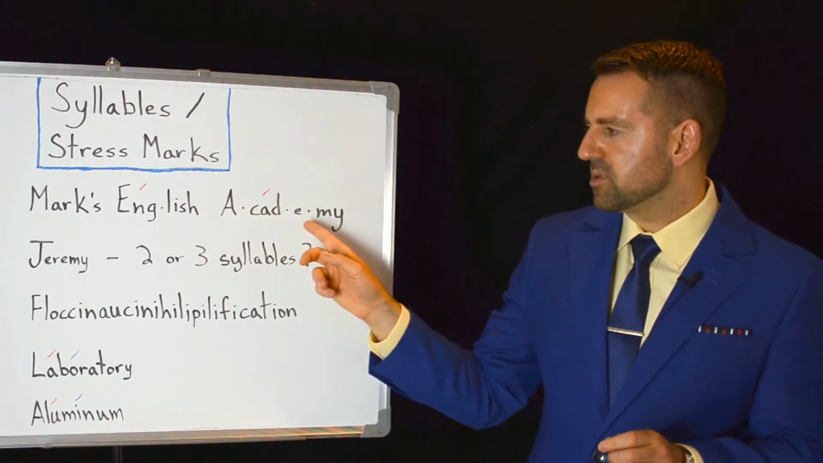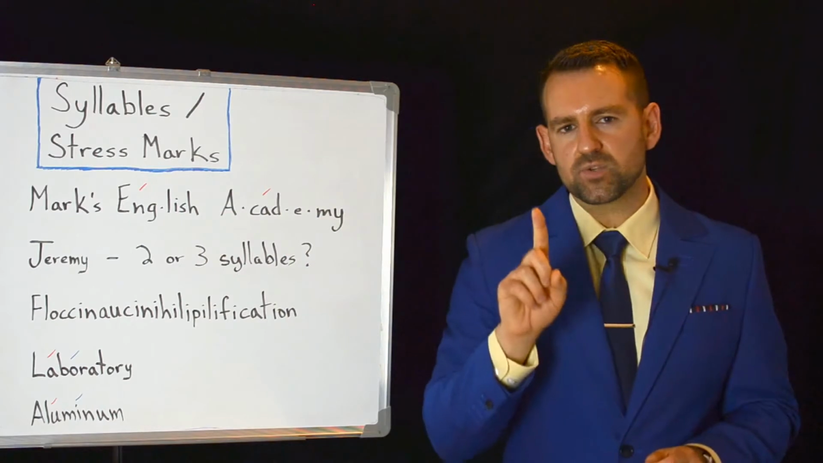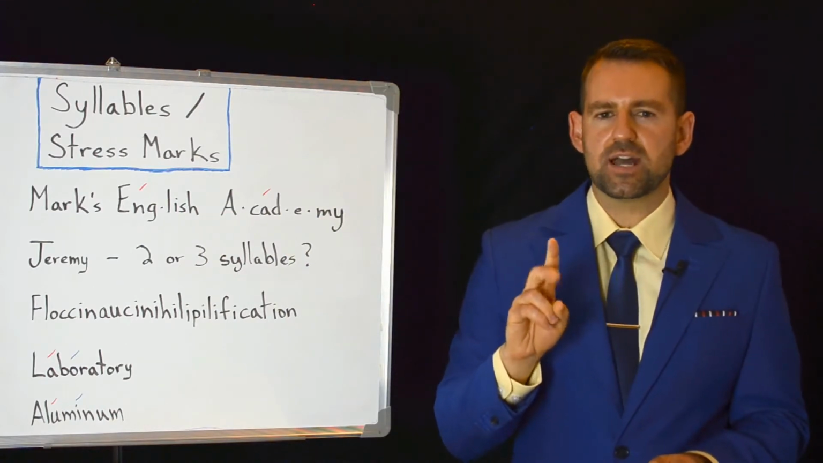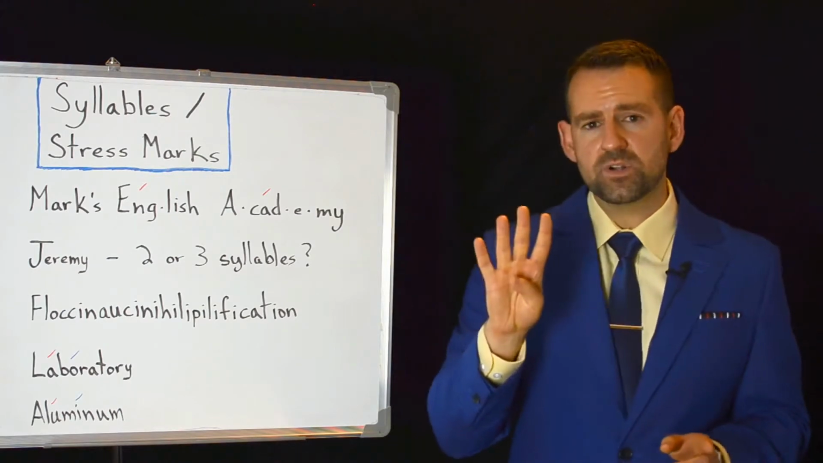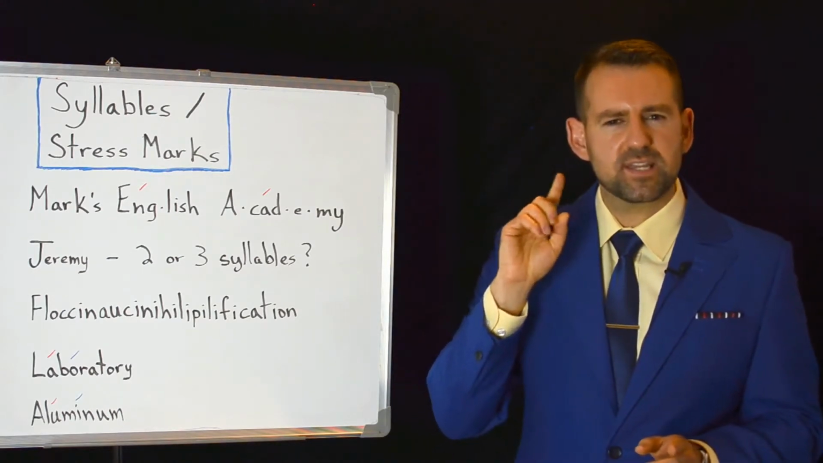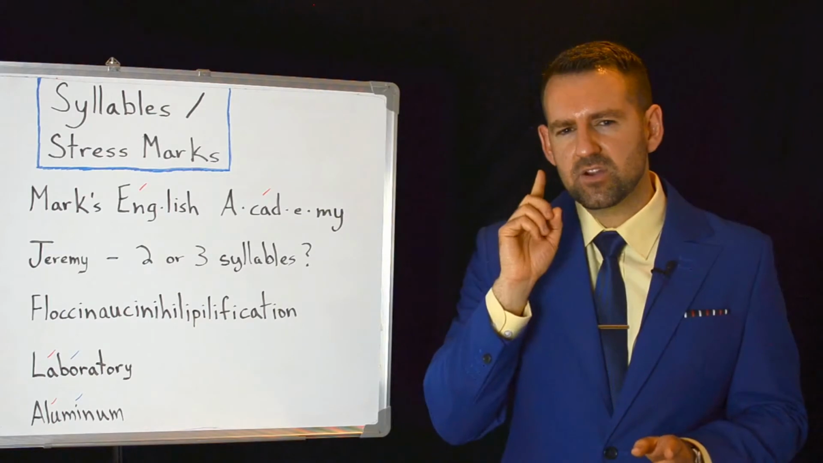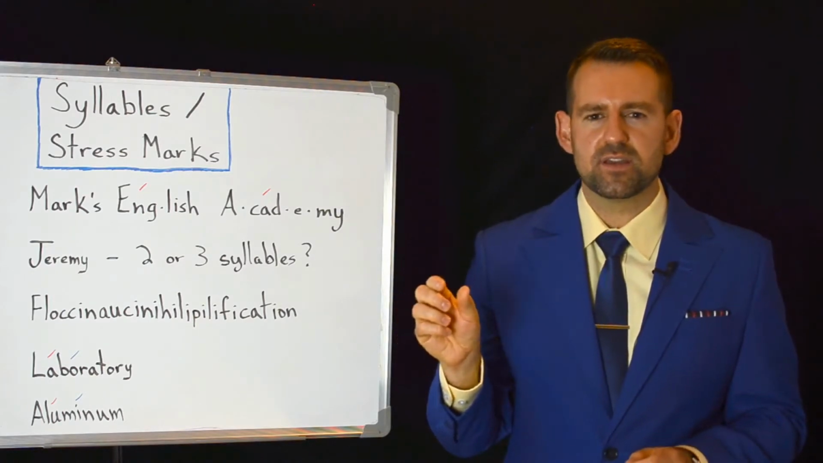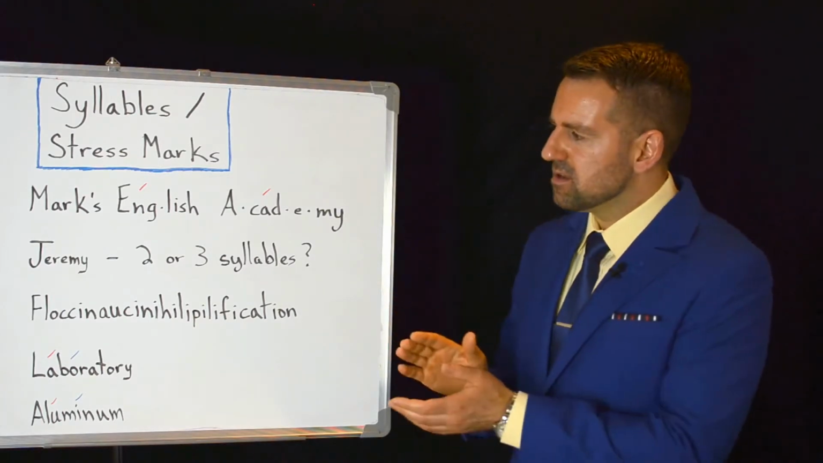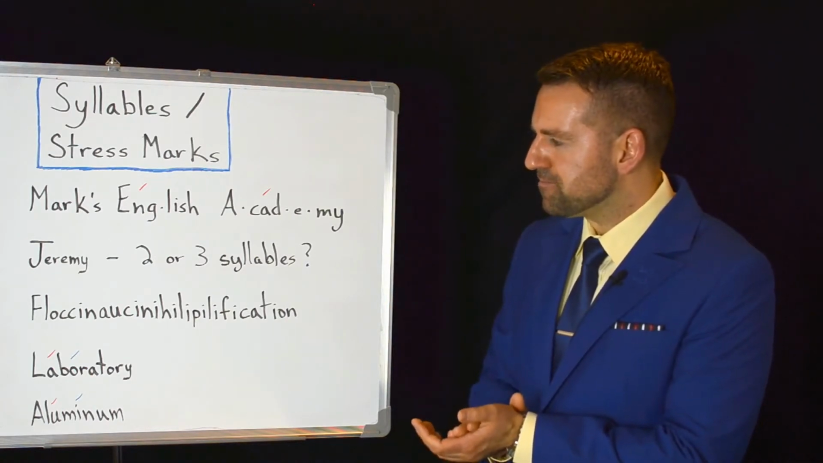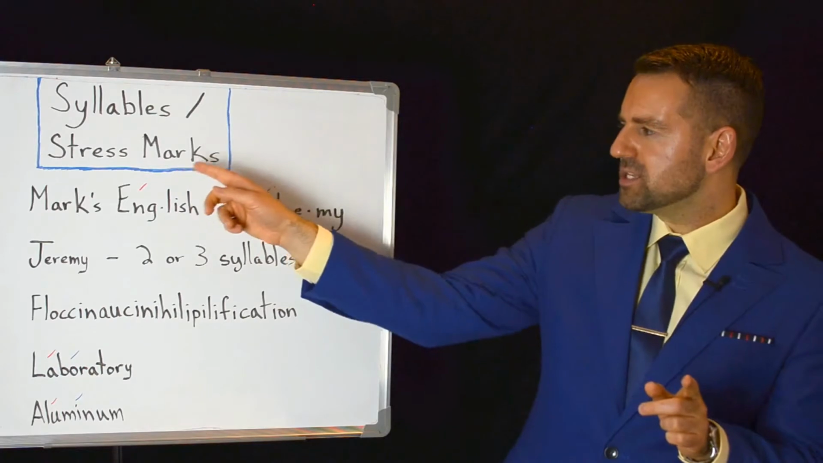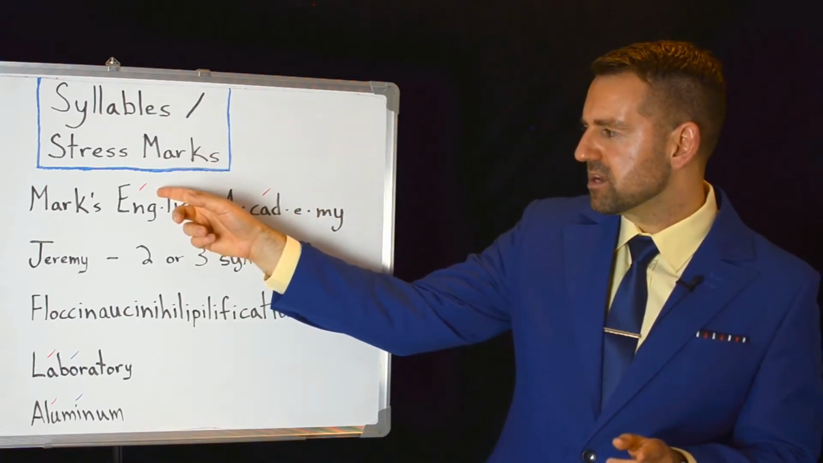Mark's English Academy. The word Mark's has one syllable, English has two syllables, and Academy has four syllables. If you listen carefully, you can hear how many syllables each word has. Mark's English Academy. Okay, a stress mark is this red thing.